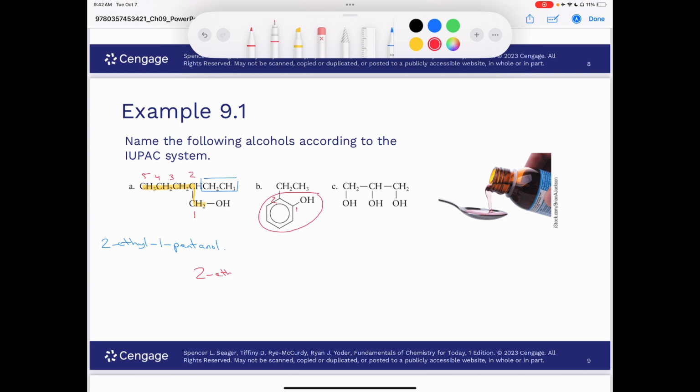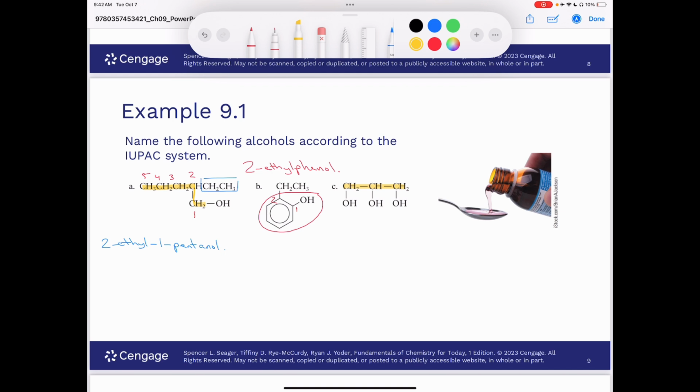So 2-ethyl phenol. All right. So 2-ethyl phenol will be this guy. Maybe I'll put it on top here. Okay. And then the last one, you can see the longest carbon chain in this one has 3 carbons.